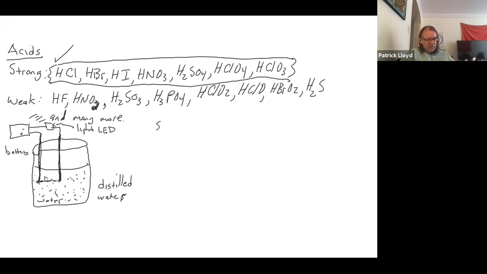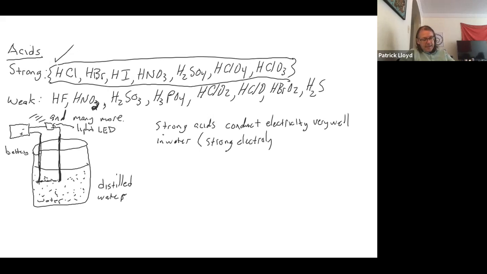So what we would claim from that experiment is that strong acids conduct electricity very well in water. So we call them strong electrolytes because they conduct electricity. Okay. So if we wanted to know whether something was a strong acid, we would do this experiment. But since that experiment has already been done many, many times, we now know that it would be these ones right here. Those are the ones that would be the strong electrolytes.